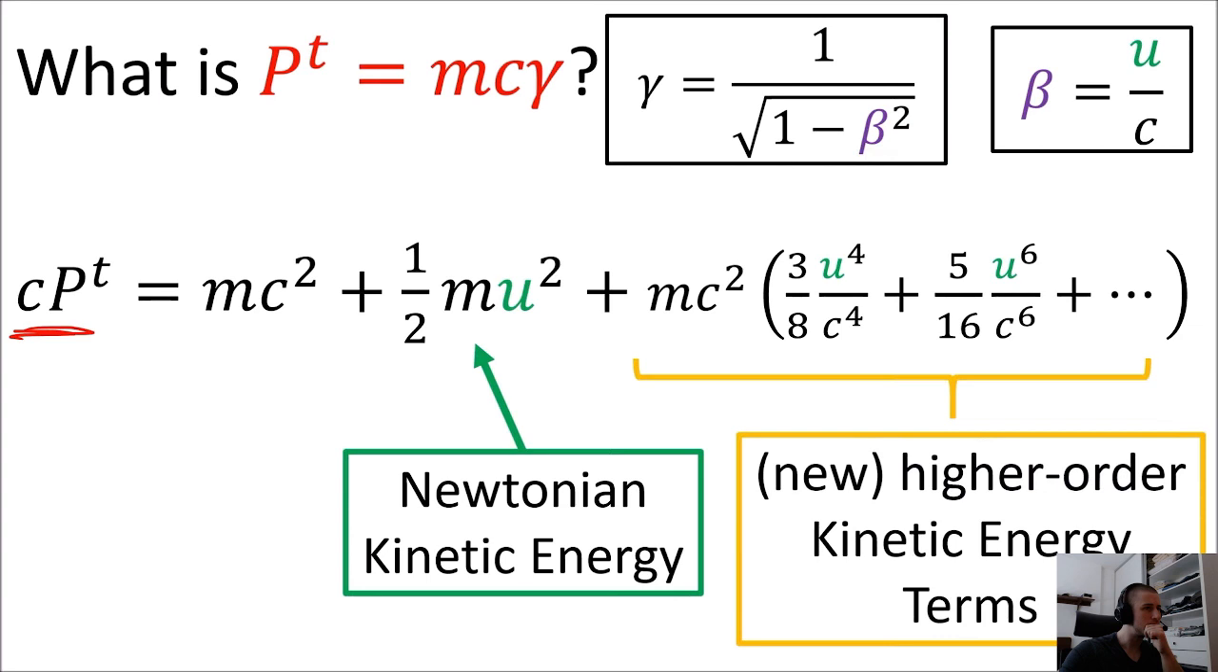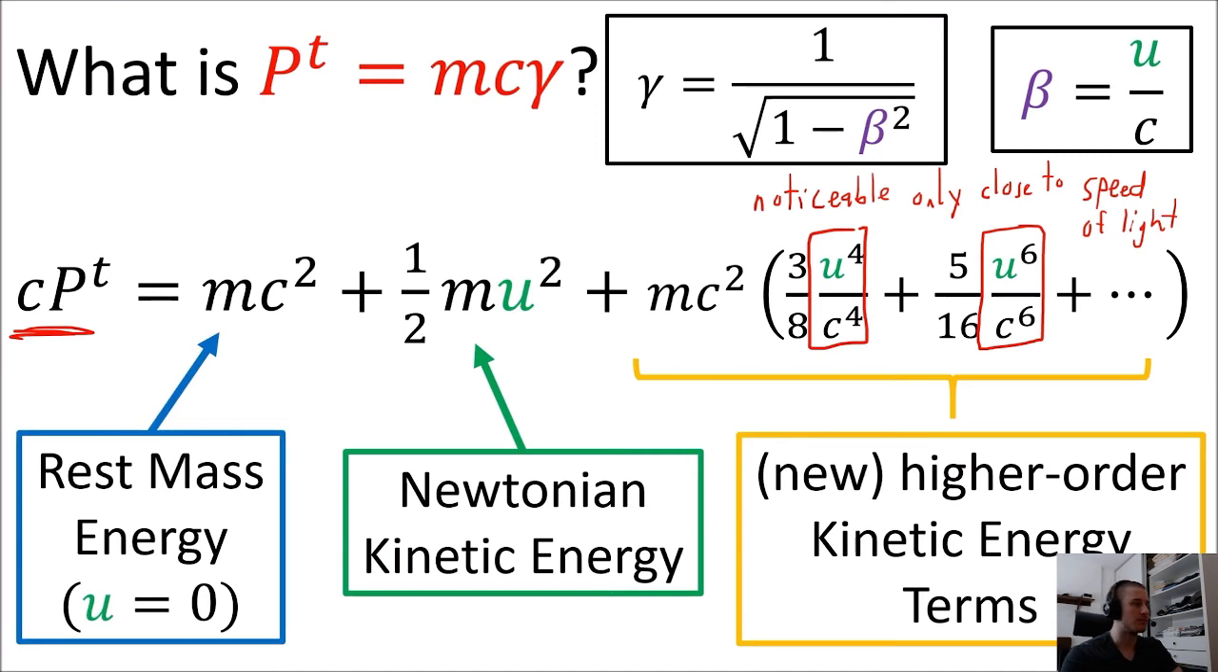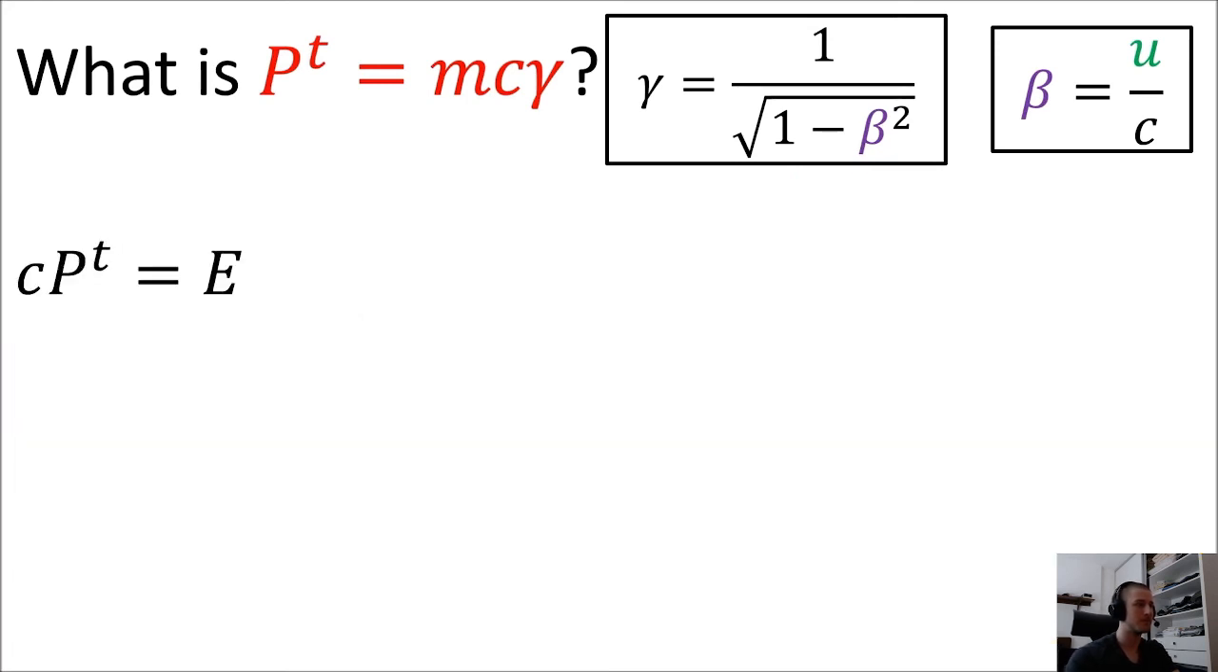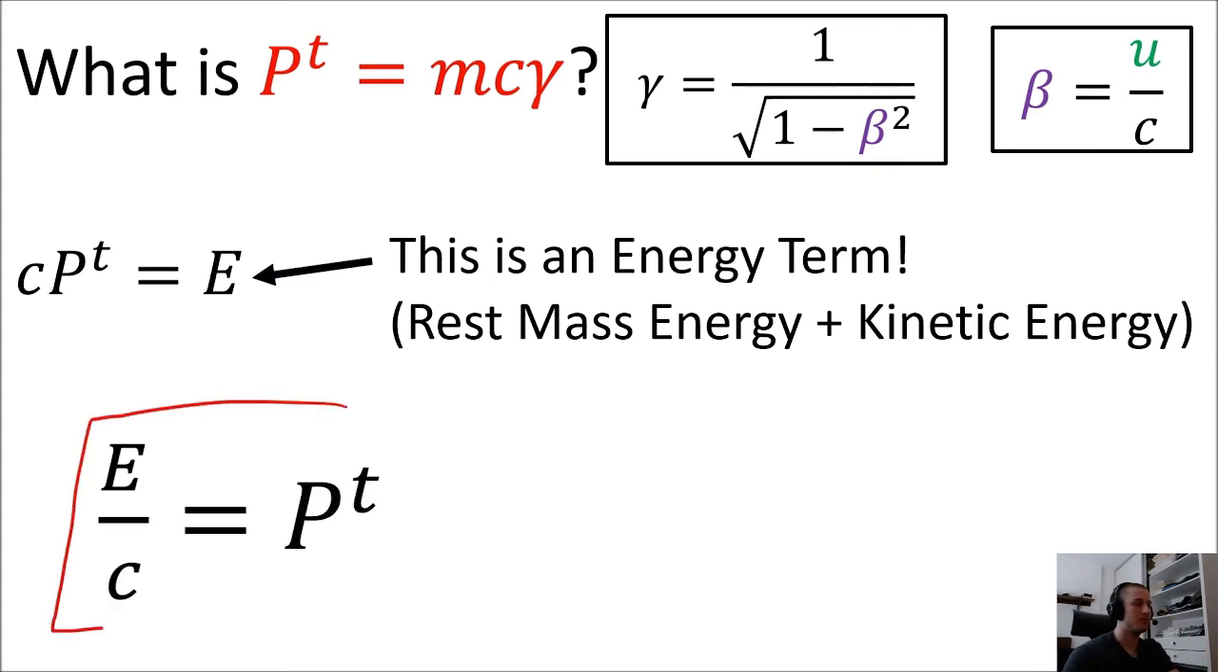This seems to imply that all these higher order terms are new kinetic energy terms that Newton didn't know about. Note that because of the u over c terms in here, these terms only become noticeable at speeds close to the speed of light, so it makes sense that Newton wouldn't have known about them. And finally, the first term doesn't contain any velocities at all, so it must be an energy that all massive objects have, even when they are at rest. So really, we found that c times the time component of 4-momentum gives us an energy term. It's the rest mass energy, mc squared, plus several additional kinetic energy terms. In other words, energy divided by the speed of light c gives us the time component of 4-momentum.